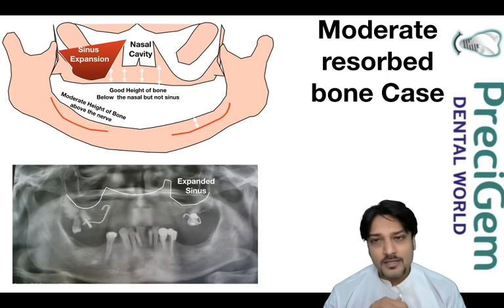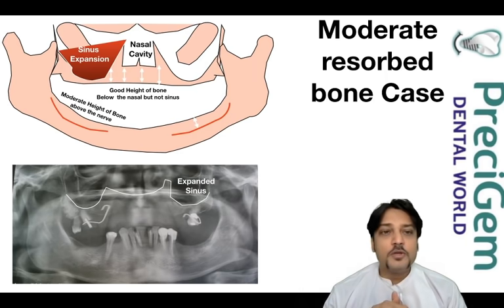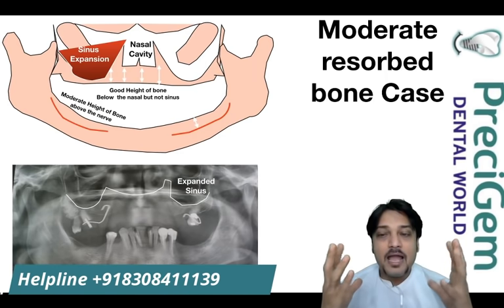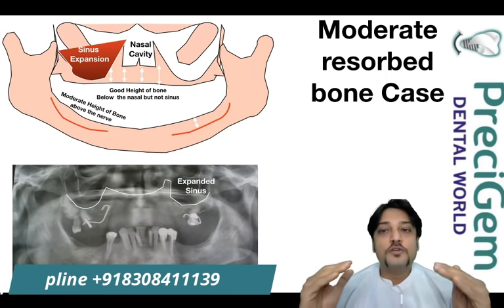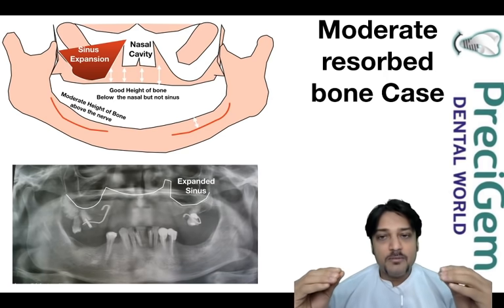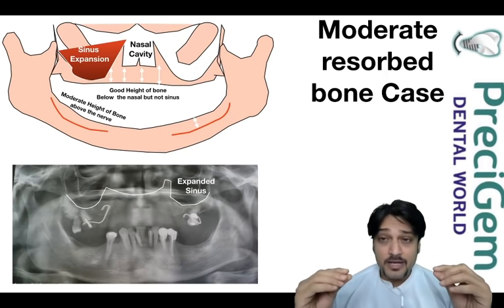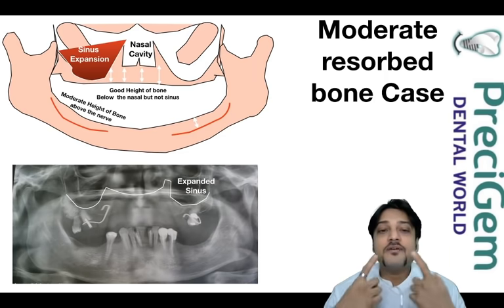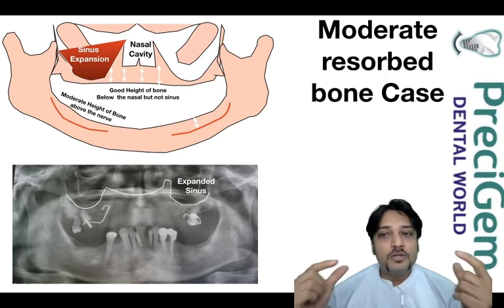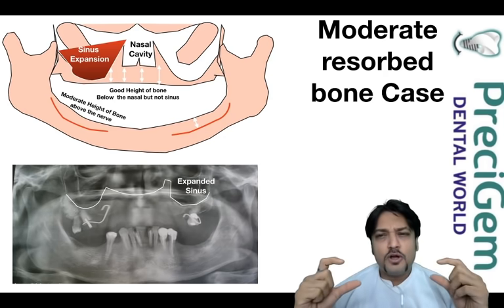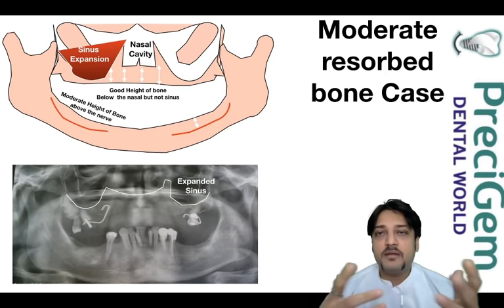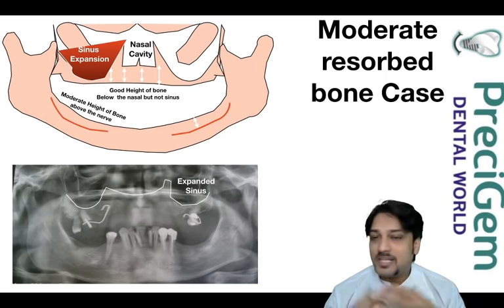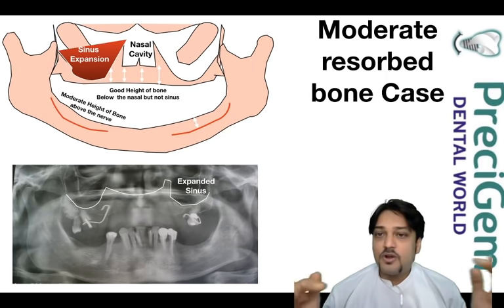In this moderately resorbed bone, usually the sinus is expanded and at its expense the bone is lost. So there is very little height available below the sinus, but there is decent height available below the nasal cavity in this region. Same way in the lower jaw, above the nerve, there is limited jawbone height available, maybe around 8 millimeters or 10 millimeters or maybe less than that. So that's a moderately resorbed bone case.